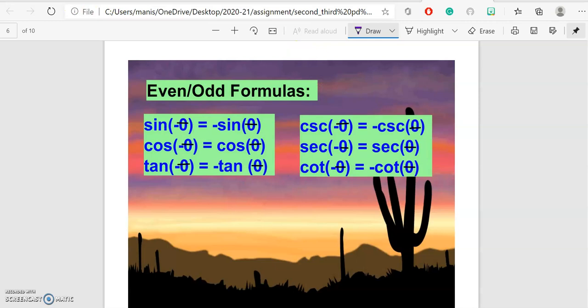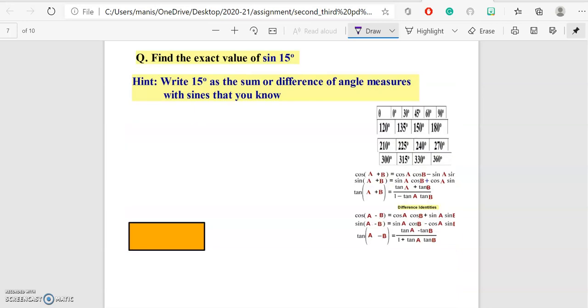These are some more important formulas which should be noted down. These are the even and odd formulas. Sine of negative theta is negative sine theta. Sine theta and tangent theta are called odd functions, but cosine of negative theta is positive cosine theta. That's your even function. The same applies to their reciprocals also. Cosecant of negative theta is negative cosecant theta, but secant is positive. Again, cotangent of negative theta is negative cotangent theta.